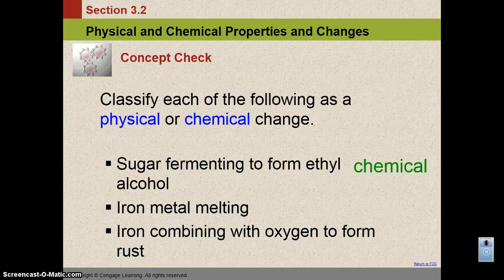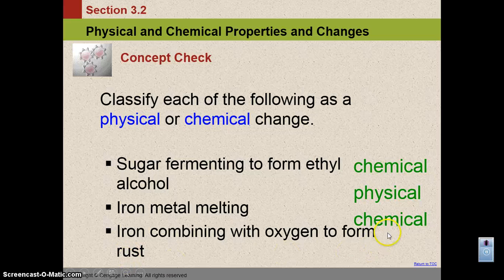Iron metal that's melting, it's going from a solid form to a liquid form, just like the gallium did. That's a physical change. And iron combining with oxygen to form rust is a chemical reaction in this case because it forms a new substance, which is rust. That is a chemical change.